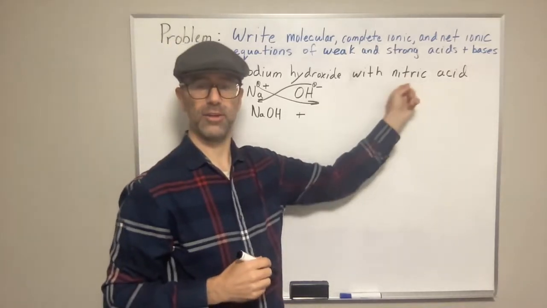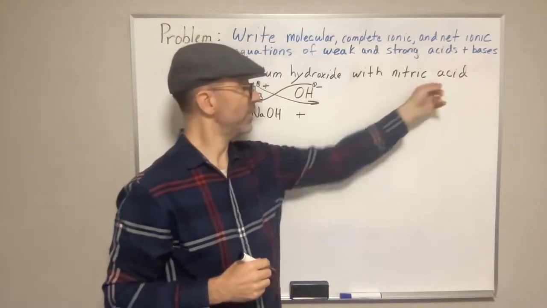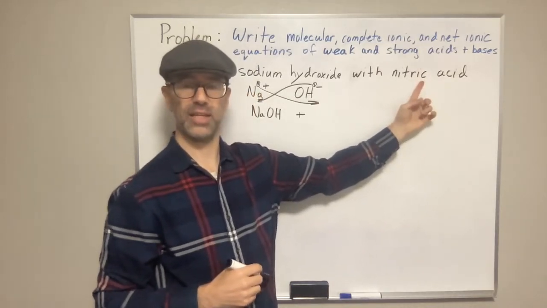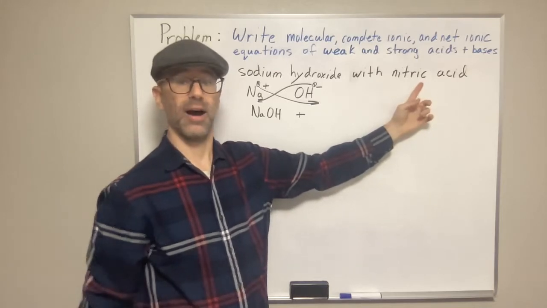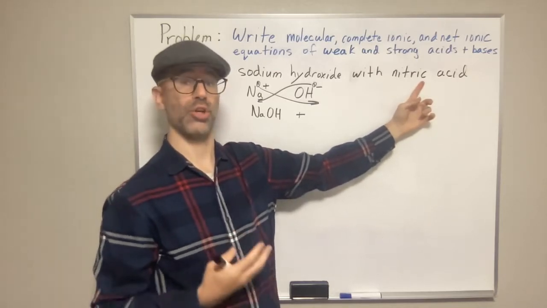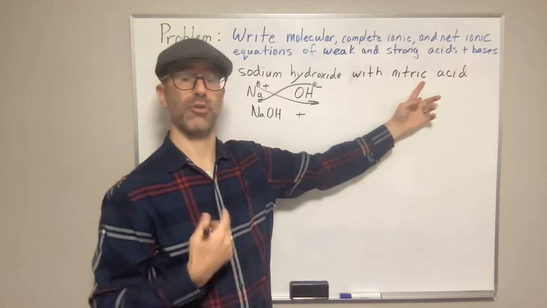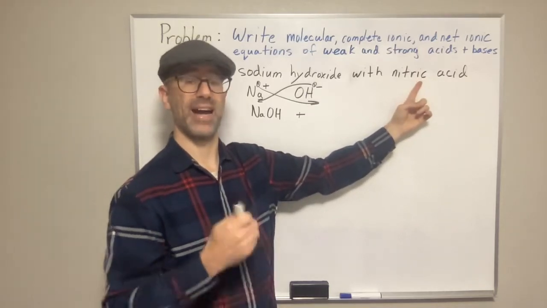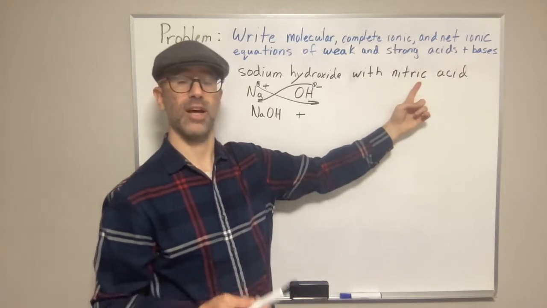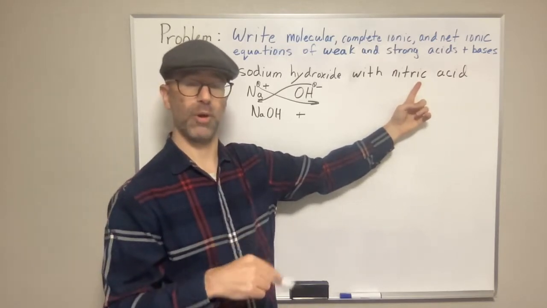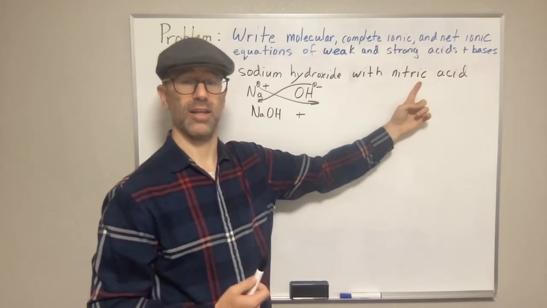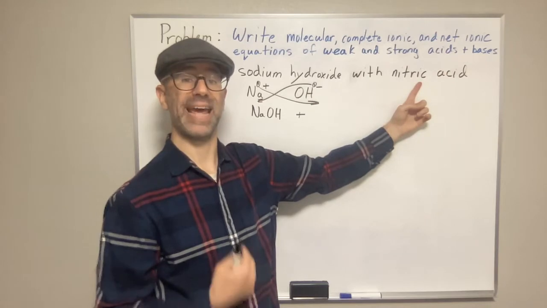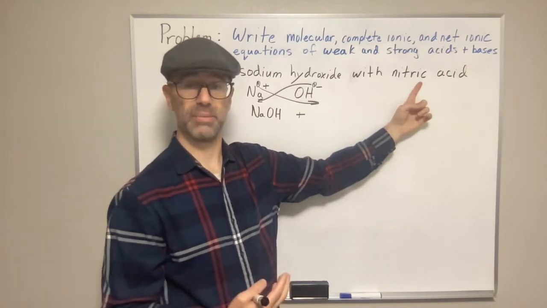So nitric acid, we can tell that this is an oxyacid because of the IC ending. Typically, oxyacids will have an OUS ending or an IC ending. And if you remember that when you're naming an acid, if you add IC to the end of it, that means that the polyatomic ion on which this acid is based came from an ATE ending of the polyatomic ion.